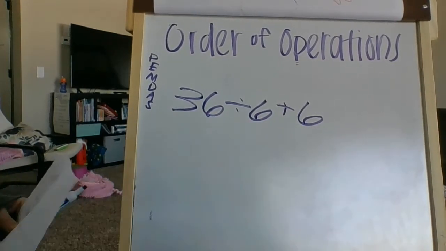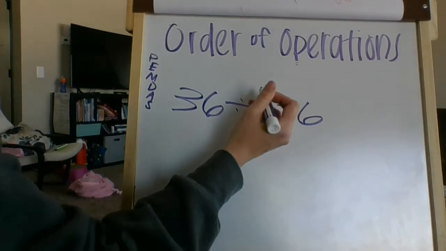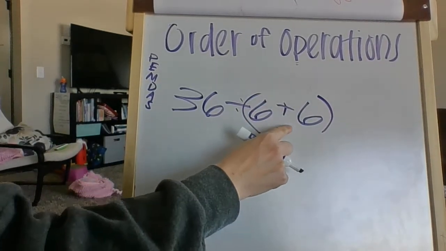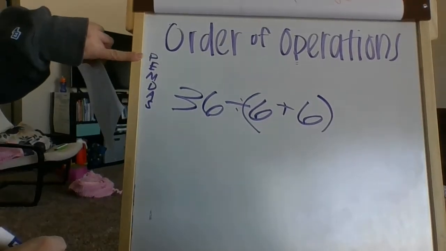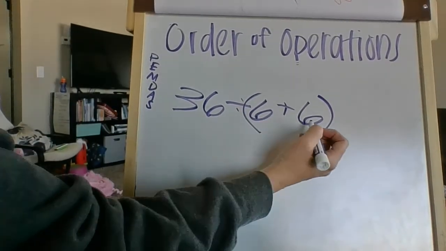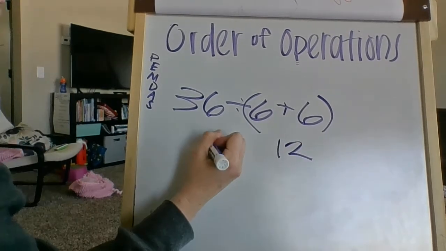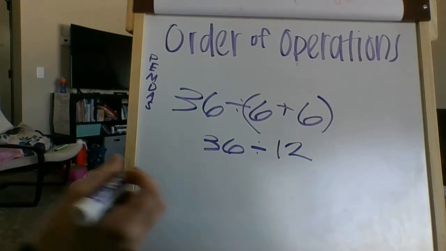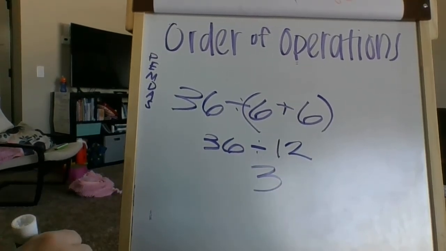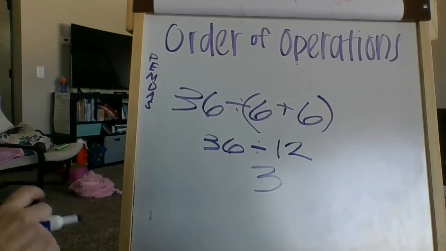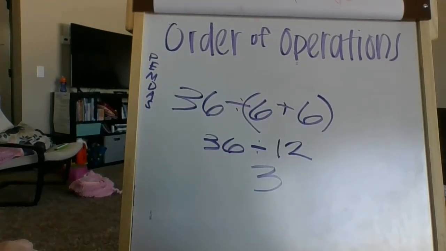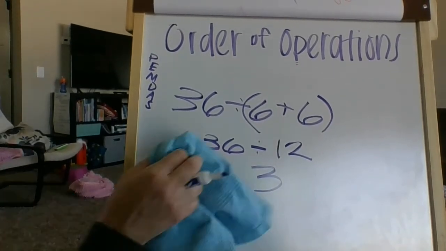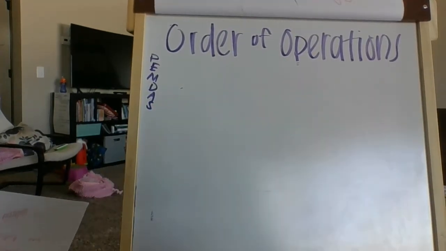Now, next problem, I'm going to show you what simply adding some parentheses will do to change your answer. So say we had 36 divided by the quantity 6 plus 6. Now here, we have to do our parentheses first. So we need to do our 6 plus 6, which is 12. Then we can do our division, 36 divided by 12, and that's going to equal 3. So simply adding those parentheses can really change that number. Even though it has those same numbers, make sure that you're taking a look at those signs that you're going through.